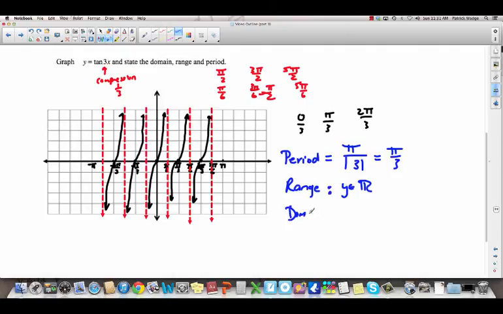And domain, it's going to be a third as much as it was before because of the compression of a third. Everywhere you have a vertical asymptote, that's where you can't have x values equal to that. So we cannot have an x value equal to pi over 6 is the first one, or negative pi over 6, so plus or minus. You can't have it equal to pi over 2, positive or negative pi over 2. Next one is 5 pi over 6, plus or minus, and then it just keeps going like that. Okay, so there's your period, range, and domain.